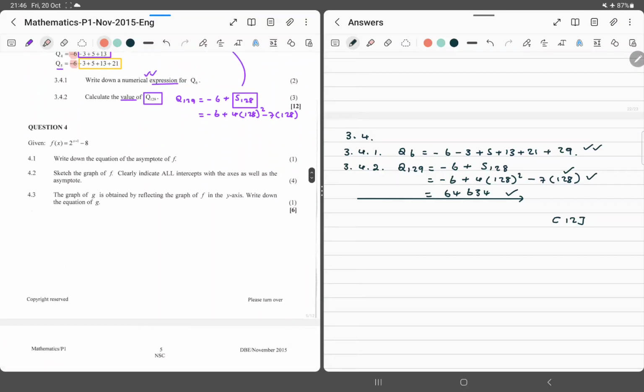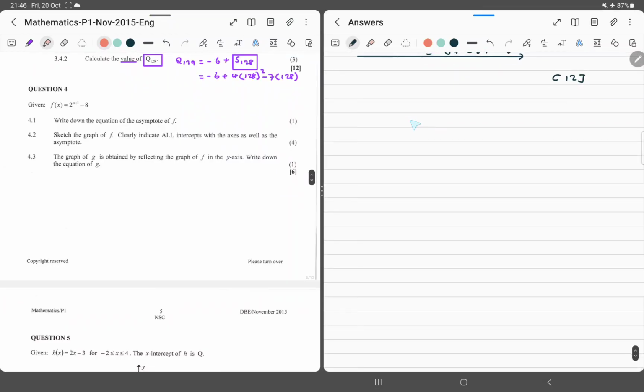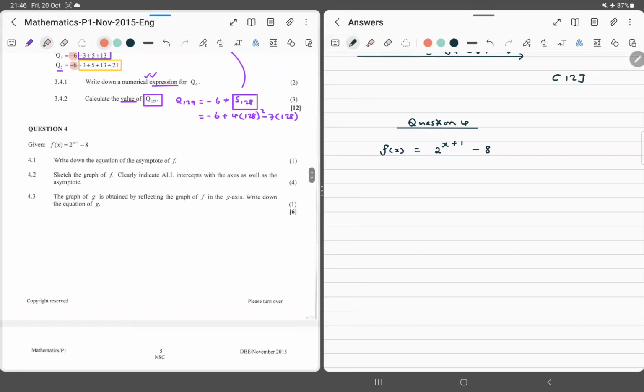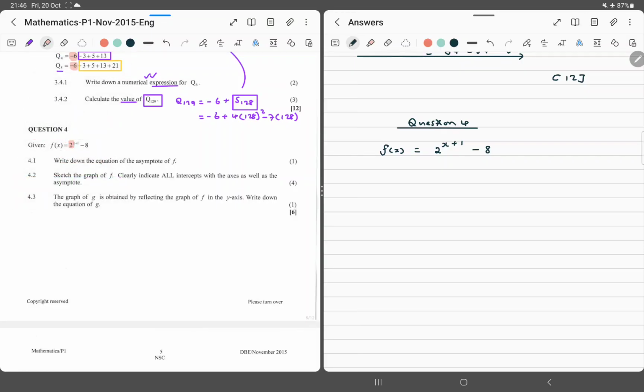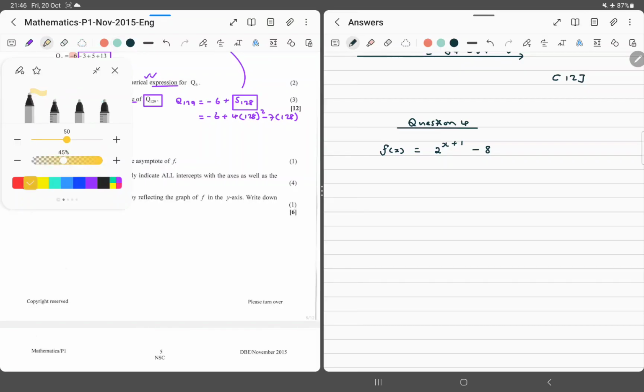Okay, let's move on to question 4. Okay, so question 4, we are given a function f, which is basically 2 to the exponent x plus 1 minus 8. Now let's analyze what we've got here. If we look at this situation right here, that is the base, okay? And that is the exponent, right. And then we have a bit of a situation.